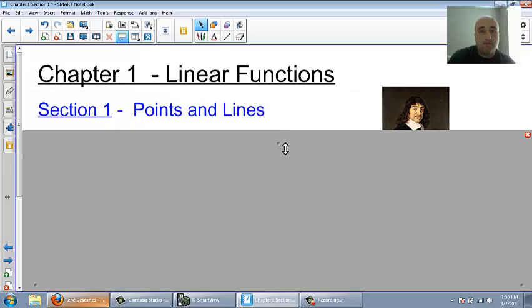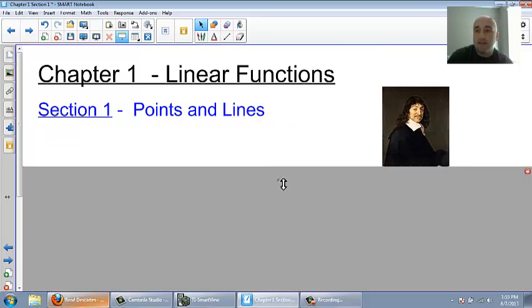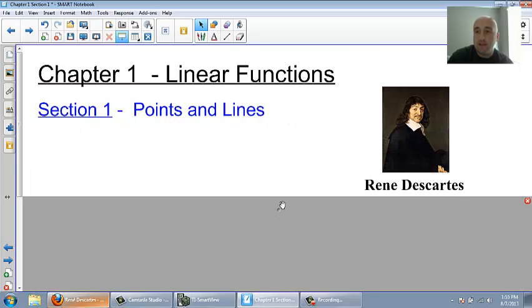Section 1 of chapter 1 is called Points and Lines. And this guy right here, René Descartes, is kind of the founder of linear functions and the Cartesian plane. Cartesian and Descartes go together, and you'll see more of that on the next slide.